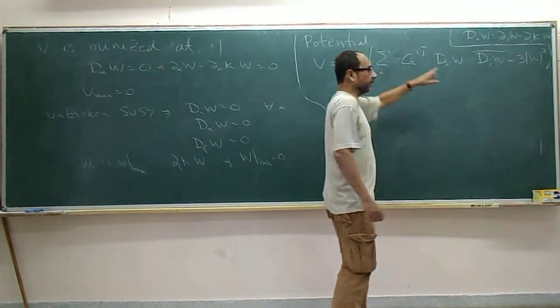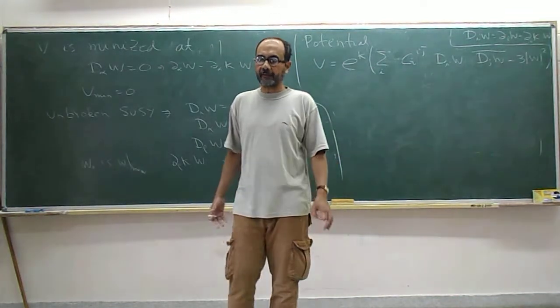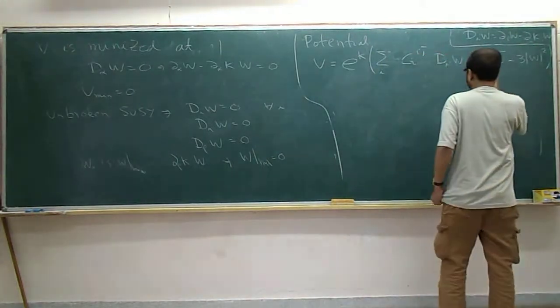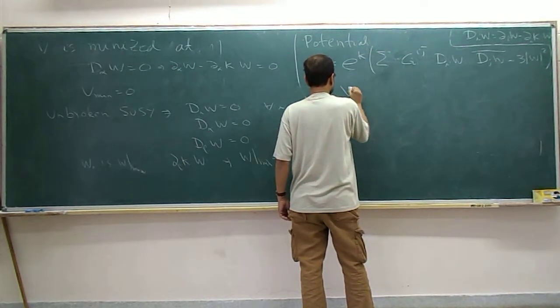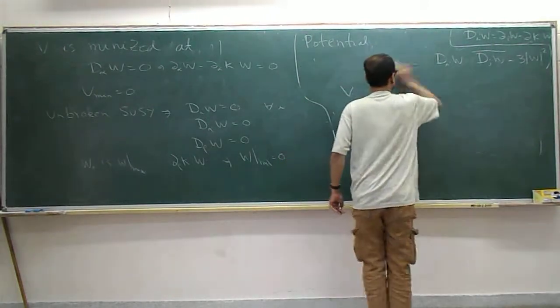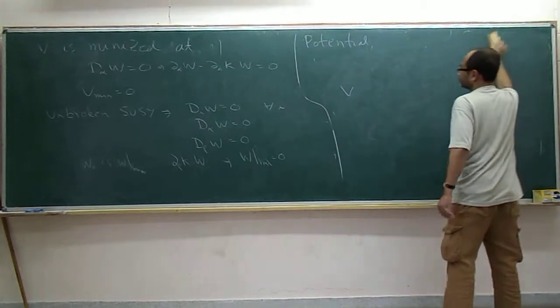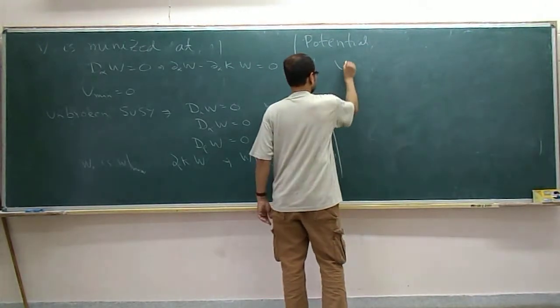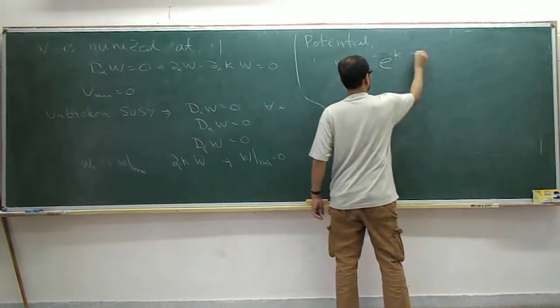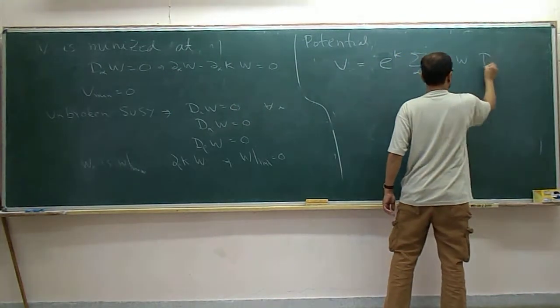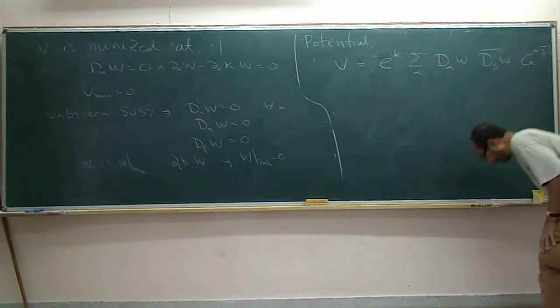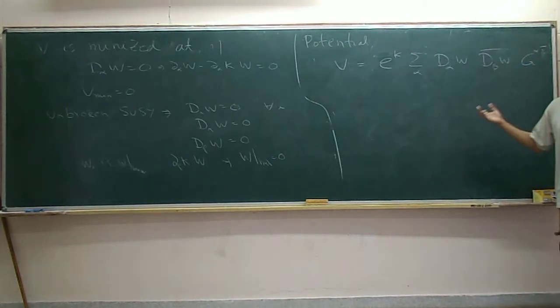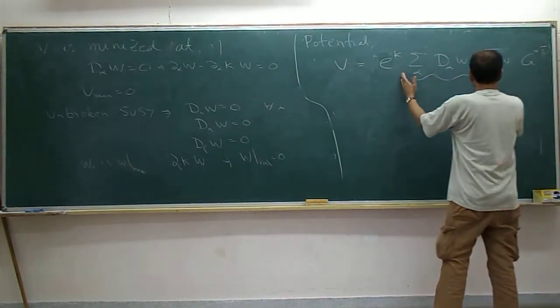Okay. So if you look at this potential, let's ask where the rho dependence in this potential is coming from. As you have said, I shouldn't have written this. In fact, the correct form of the potential is this: V is the sum of e to the K, sum over alpha, D alpha W D beta W bar G alpha beta, because we have already taken care of the D rho W term. This was the form of the potential that we arrived at, after we showed that the rho term just cancels out the minus 3 mod W squared term. So here, this part is rho independent.